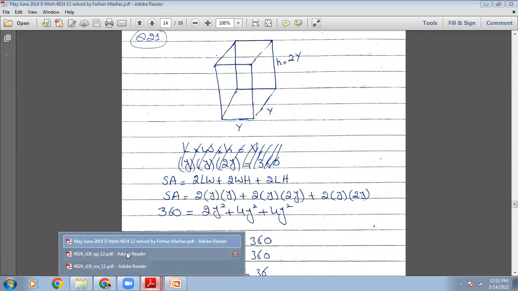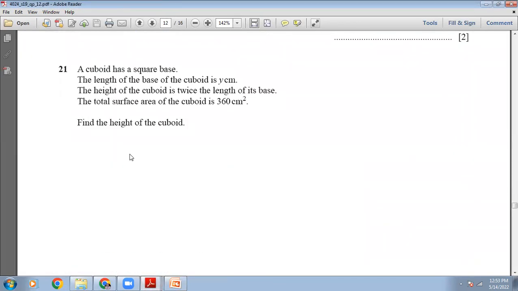The question number is 21. And here we go. He says a cuboid has a square base. The base is a square. The length of the base of the cuboid is y centimeter.